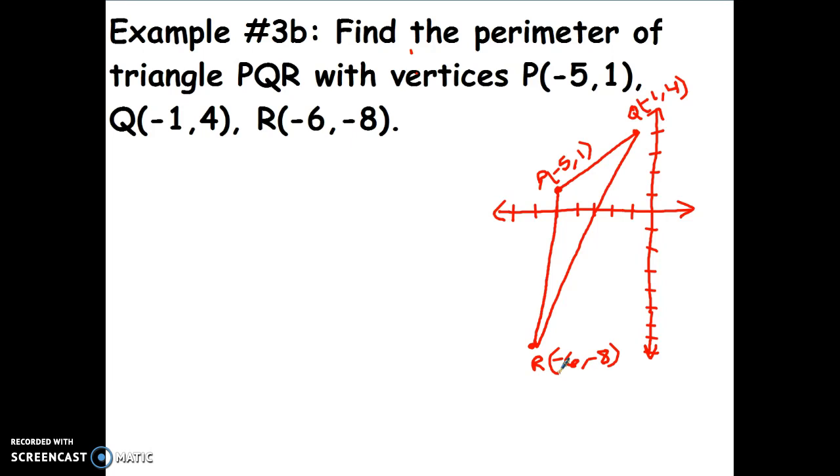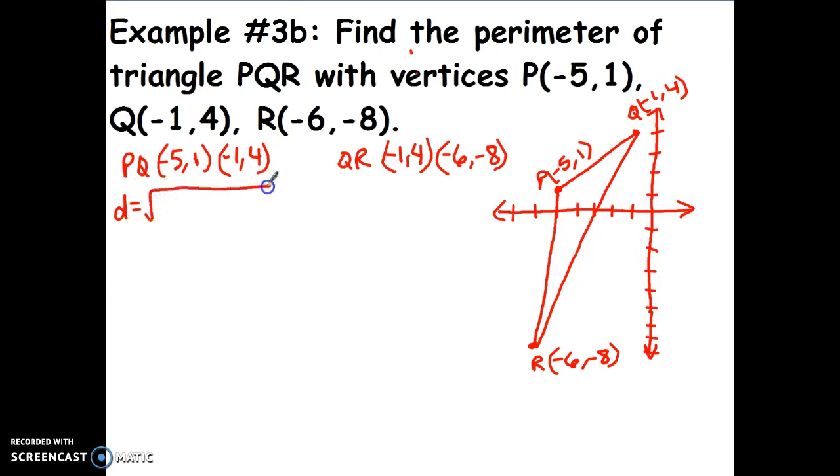All right, so in order to find the perimeter, we're actually going to have to find the length of each of these sides. So let's do PQ. That's -5, 1, and -1, 4. And then we'll also need to do QR, and that's -1, 4, and -6, -8.